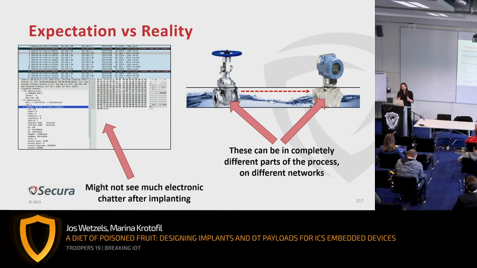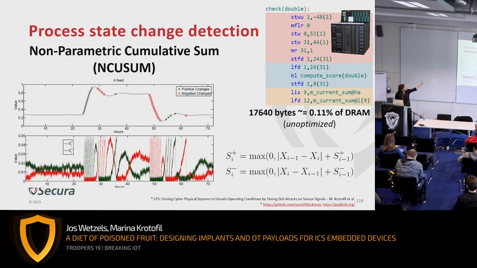So in that case, communication will have to go through the process physics. And essentially what that means is that you will need to be able to detect any changes in the process state. And that might be, for example, I am detecting a change in the flow rate, which means that the process is going towards a different state. And you can do that, for example, with something called a non-parametric cumulative sum algorithm, which you can implement in something that is not that big from a regular standpoint, like 17 kilobytes unoptimized. It's doable on a controller level, but if you have to implement this in something like a field device, it might be completely impossible because you might have two kilobytes of memory or even less.